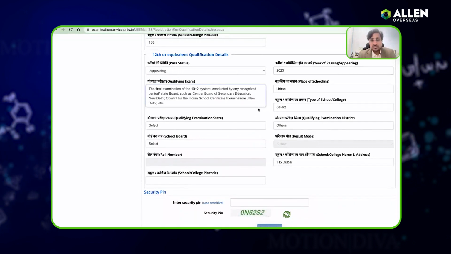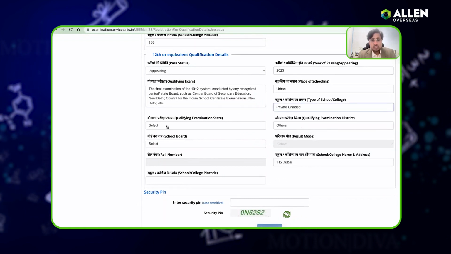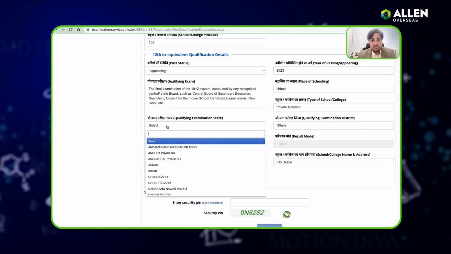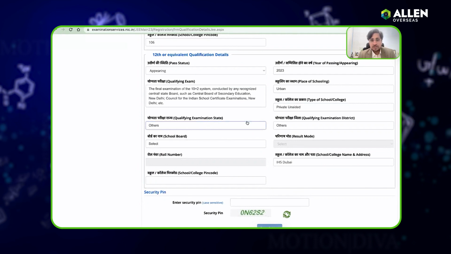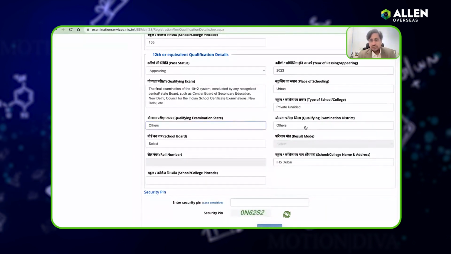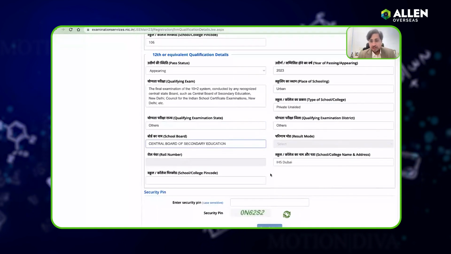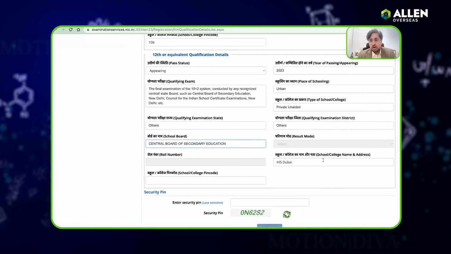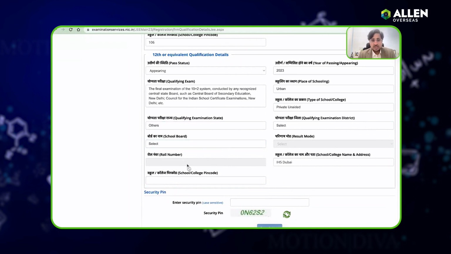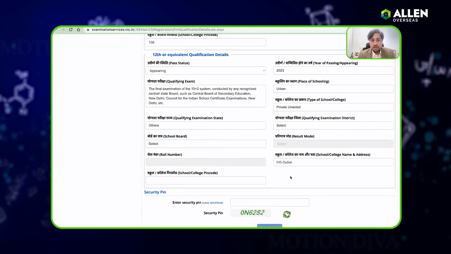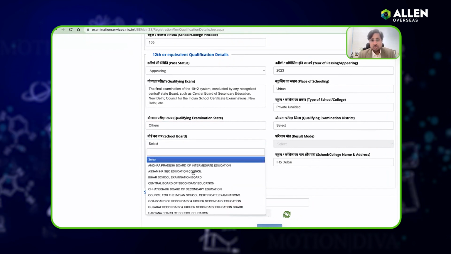Then I will be selecting urban, school, colleges, private unaided, then qualifying examination. I will be going as CBSE, others, state, qualifying examination state, others, qualifying examination district, others, then a school board. I am selecting CBSE, Central Board of Secondary Education, and then I am again filling a school, college name and address, IHS Dubai. The pin code I have mentioned as 106. Sometimes the screen may go blank, or sometimes it will again ask you, don't worry about that.